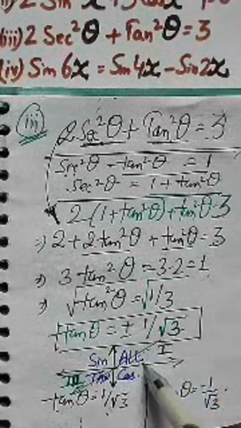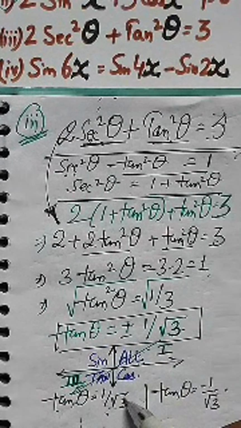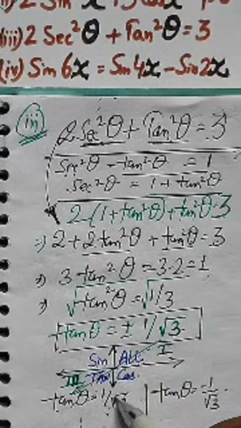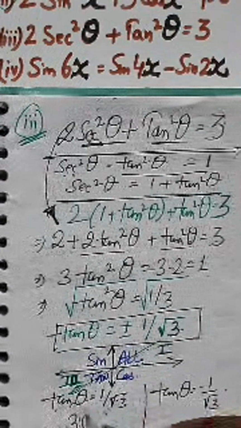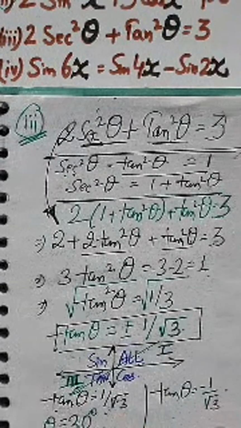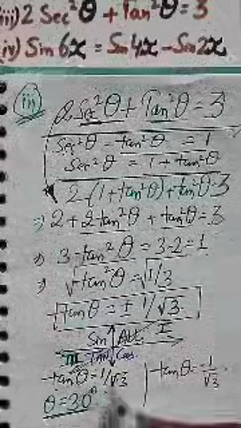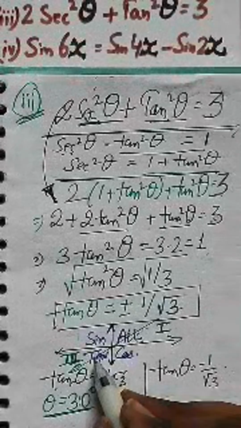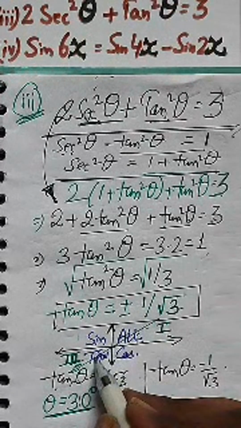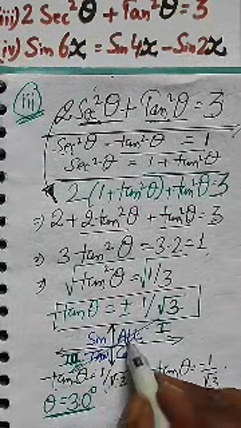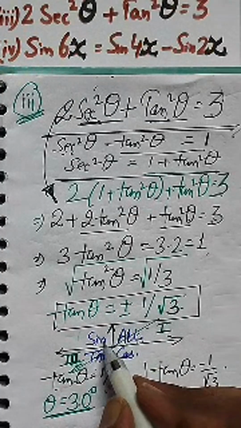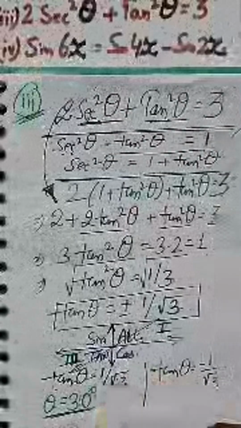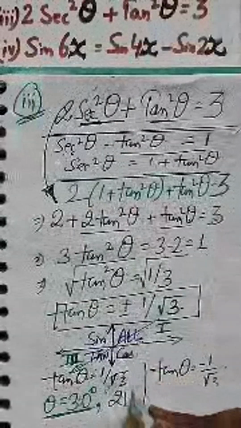So if you consider the first quadrant, tan theta equal to 1 by root 3 at theta equal to 30 degree, right? So theta equal to 30 degree is one of the solutions. And in the third quadrant, 90 plus 90, 180, plus 30. So this will be 210 degree.